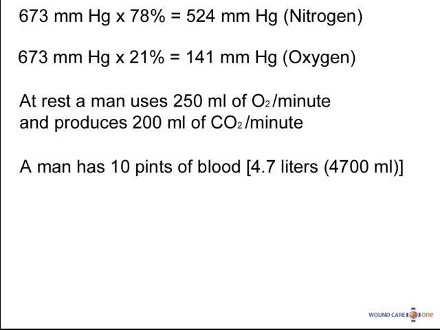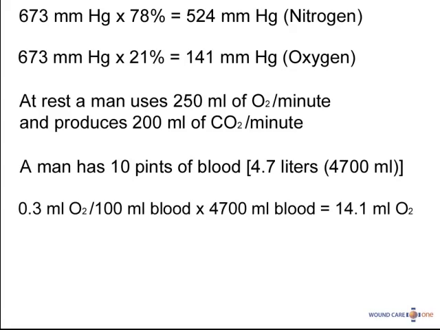So the amount of oxygen dissolved in solution in an average male is 0.3 milliliters of oxygen per 100 milliliters of blood times 4,700 milliliters of blood in the average male equals 14.1 milliliters of oxygen. This is not enough oxygen to support life if one requires 250 milliliters of oxygen per minute at rest. The remainder of the oxygen required is carried by the hemoglobin molecule in the red blood cell.